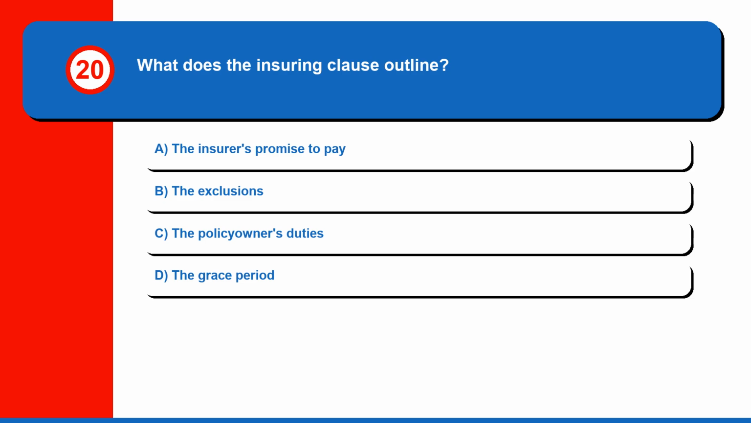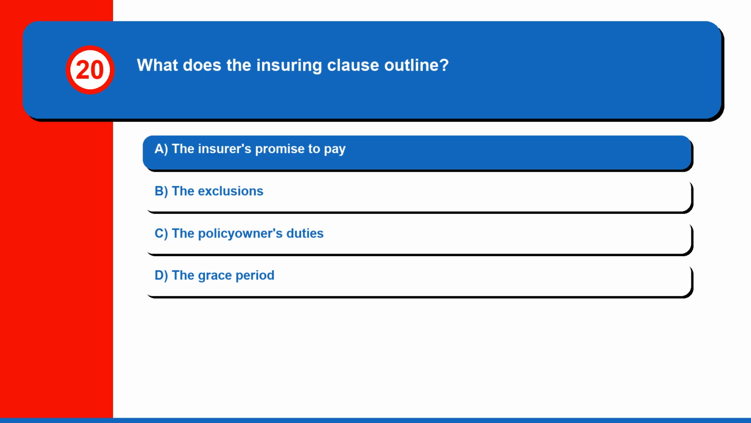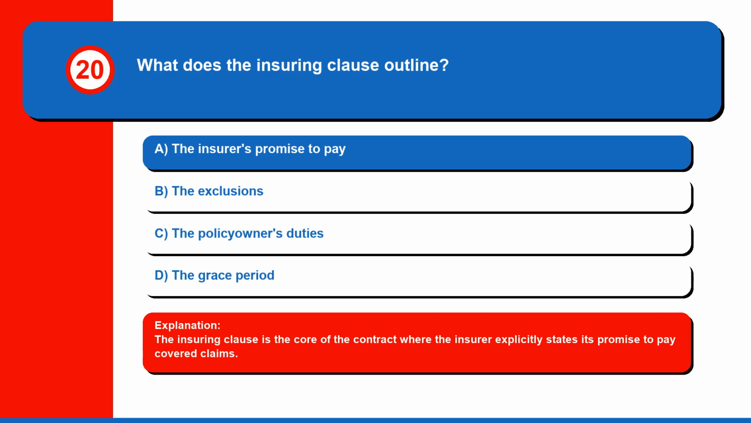Question 20. What does the insuring clause outline? A. The insurer's promise to pay, B. The exclusions, C. The policy owner's duties, or D. The grace period. The correct answer is A. The insurer's promise to pay. The insuring clause is the core of the contract where the insurer explicitly states its promise to pay covered claims.